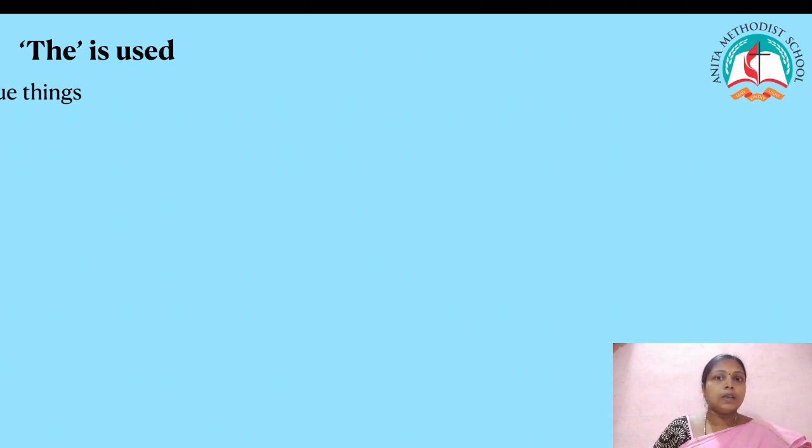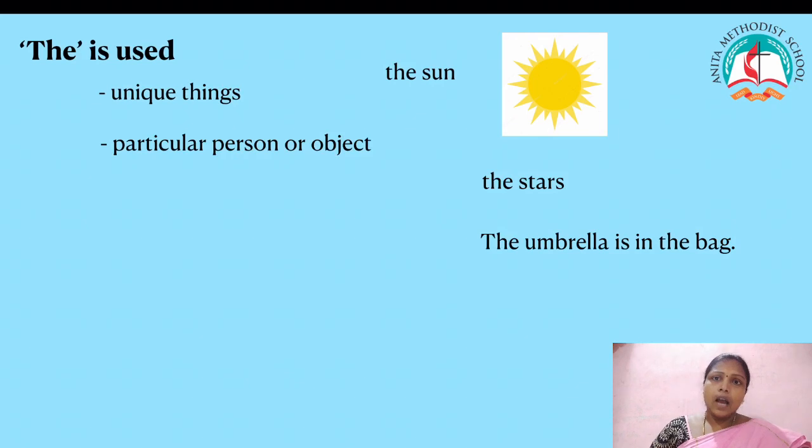What does unique mean? Something very special. We have unique ones: the sun, the moon, the stars. In this case we have to use "the". Next, we should use "the" before a particular person or an object. For example, the umbrella is in the bag. I am just pointing to some particular umbrella.